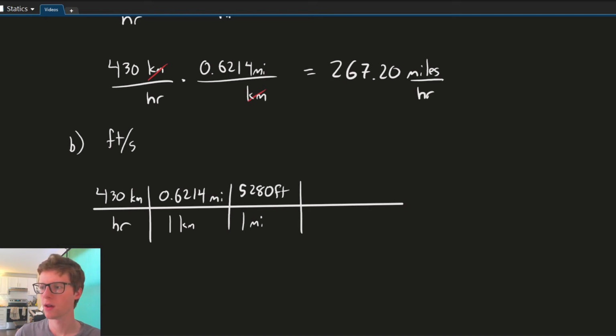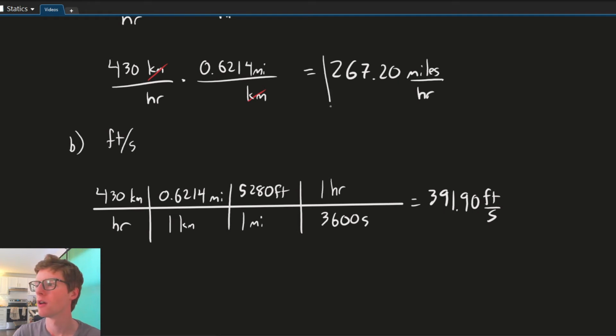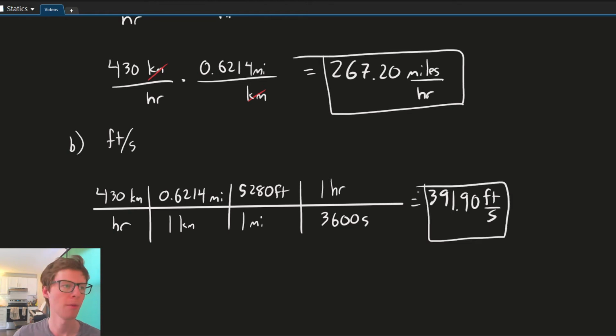And then our final one is going to be 1 hour, because we want to end up in seconds, is 3,600 seconds in the denominator. And so that answer is going to be 391.90 feet per second. I really wish we had trains that fast in the US. But this is your answer for this problem.